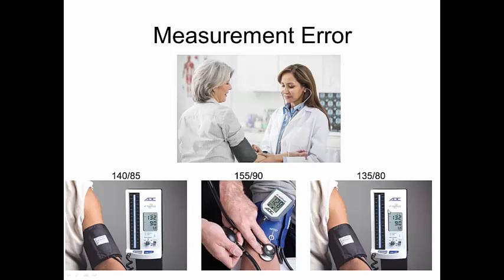You enter the room and you greet Mrs. Jones, who's one of your long-term patients. And as you talk to her, you take her blood pressure again with the machine in the room, and you get a reading of 135/80. Which one of these is correct? Is any of them correct? And so we could talk a little bit about the different reasons why these might have different ratings.